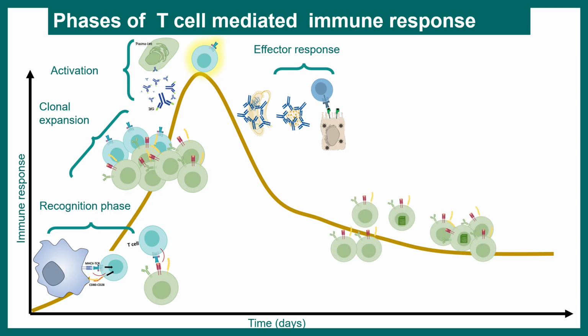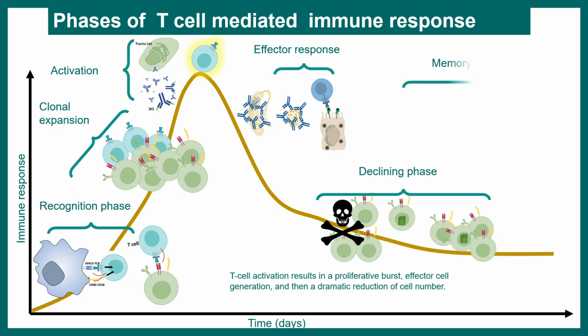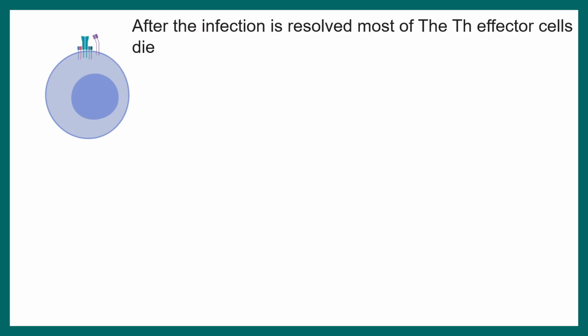After the elimination of the pathogen, so many effector T cells are not required. So they get selectively eliminated, and this is known as the declining phase. Eventually, many of these effector T cells would die by apoptosis, but some of them would remain. And this remaining population would become memory T cells. Next time when there is an infection, these cells would show an augmented response.